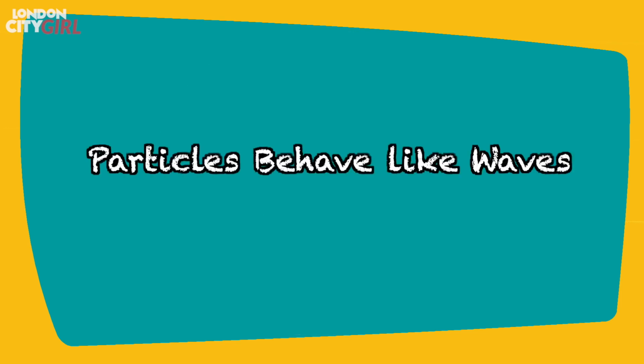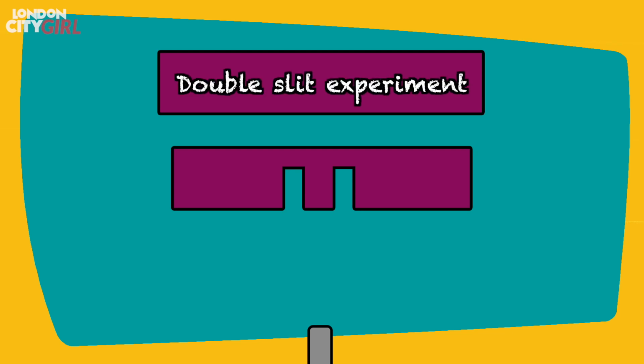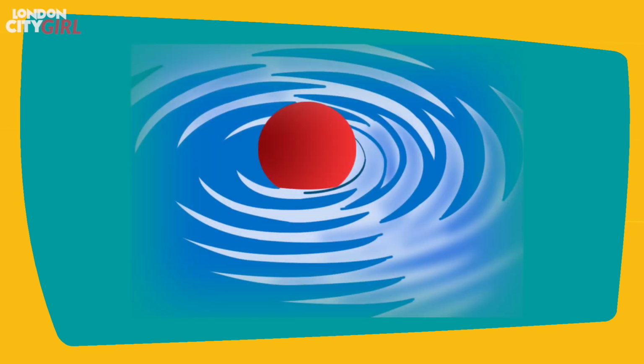Particles behave like waves. There's a famous experiment in quantum physics called the double-slit experiment, which exposed something about particles that still surprises us today. Particles display both particle-like and wave-like behavior.